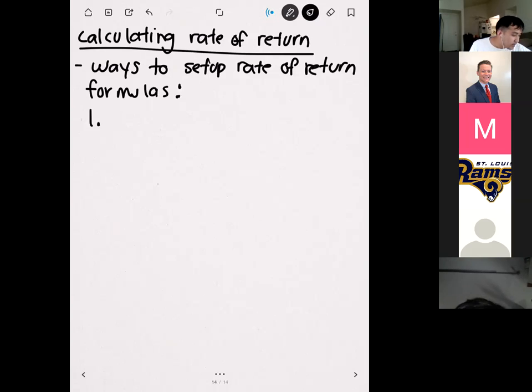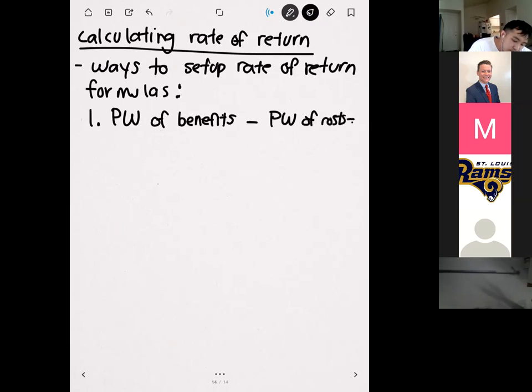The way that we just did was basically this one right here. We compute the present worth of all the benefits, and then we subtract that from the present worth of all the costs, and then we set that equal to 0. That's basically just what we did just now.